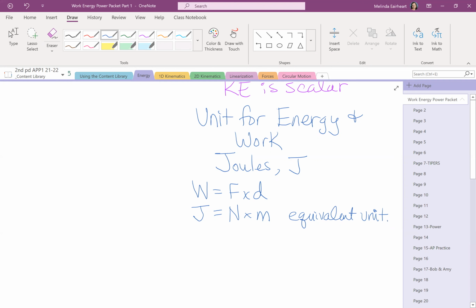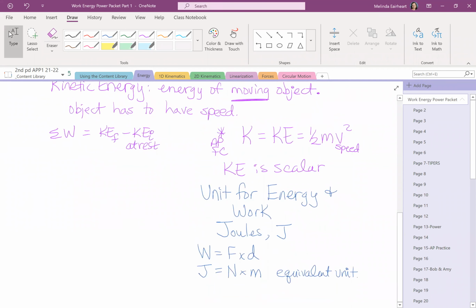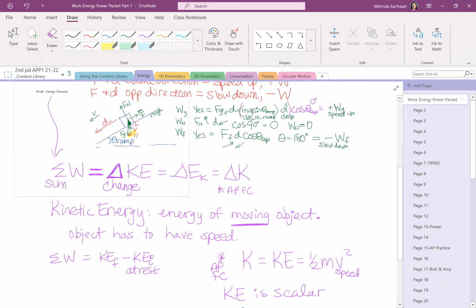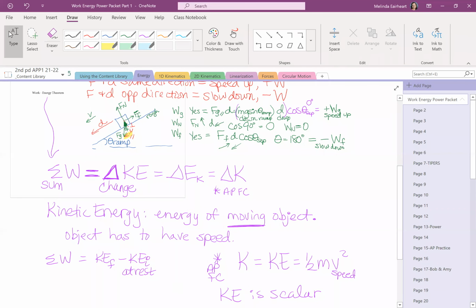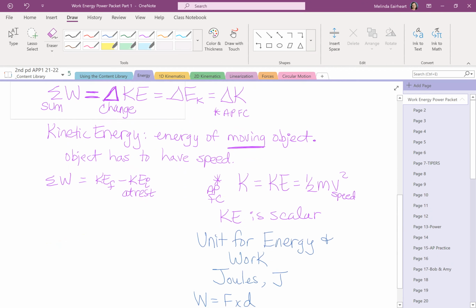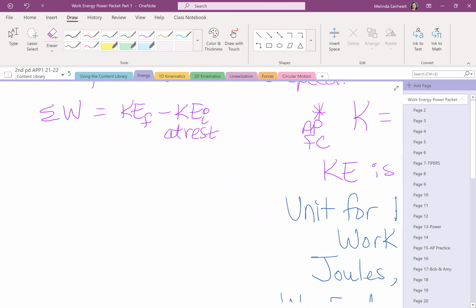Okay, so now we know the unit. Now we know the connection with kinetic energy. That speed up or slow down has to come from somebody doing work on the object. So let's get back to our object sliding down a ramp. We said gravity is trying to speed it up, friction's trying to slow it down, and normal doesn't do any work, so we don't need to worry about it. And so we come down here and we make a net work statement. You have to remind yourself work is scalar, so it's going to look a little different.